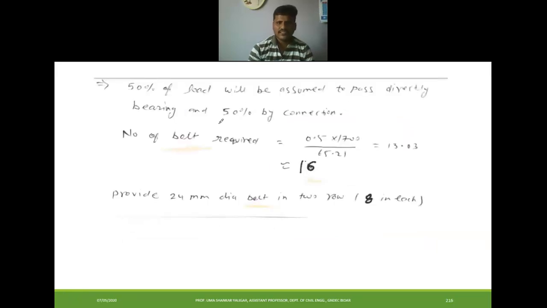I already told, as it has to carry 50% because both sides we are providing the cleat angle, the gusset angle. Therefore, I have taken 50% of load, 0.5 into 1700 divided by the bolt value. It will give 13.03. But here I have taken 16 bolts. Therefore I can provide two rows of bolts, with 8 numbers in each row, in each direction. In this way we are designing the connection.